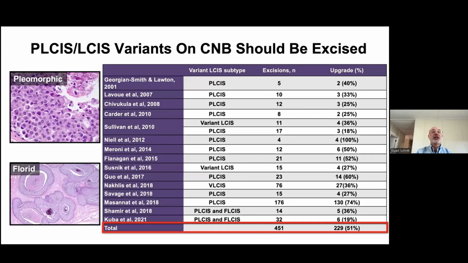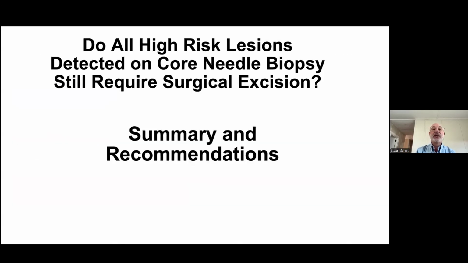Now, for the lobular carcinoma in situ variants that I mentioned before, like pleomorphic and florid LCIS, that's a totally different story. And if you just look at the red boxed line on the bottom, among patients with these lobular variants on core needle biopsy, the upgrade rate to a worse lesion, that is DCIS or invasive cancer, at that time is about 50%. So it's clear that these patients always need an excision if these lesions are diagnosed on core needle biopsy.